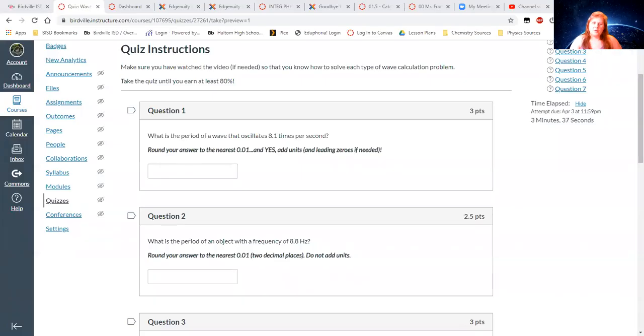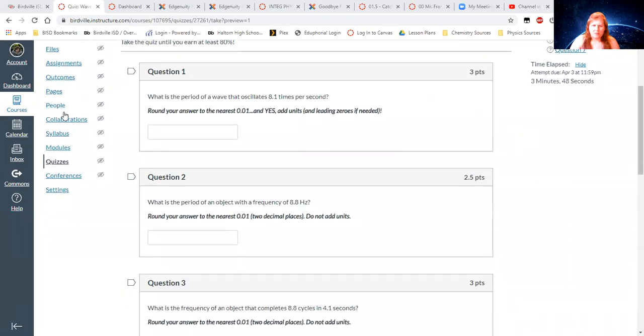Here we go. So when you open the wave calculations quiz, it'll look something like this. My screen's a little bit different from yours because mine's the teacher screen, obviously. But your first two questions will be about finding the period, then finding the frequency, and then the wave speed, wavelength, and frequency again. So the most important part is to pay attention to what you're looking for and what you have. So the first question, what is the period of a wave that oscillates 8.1 times per second?